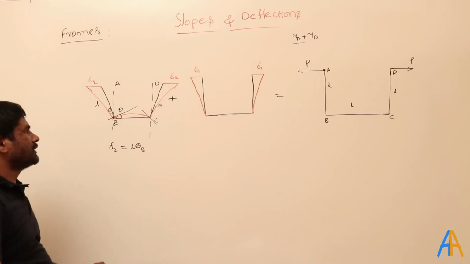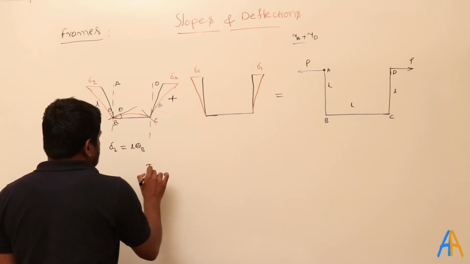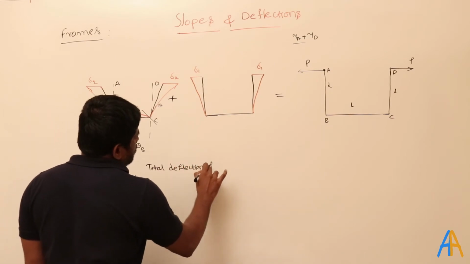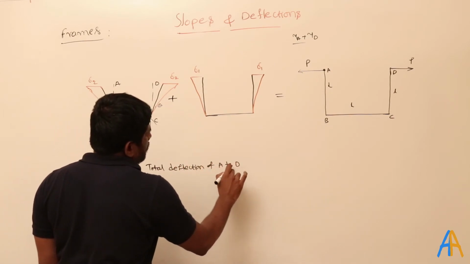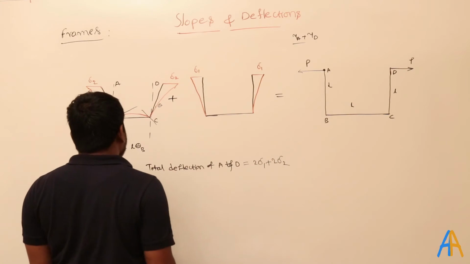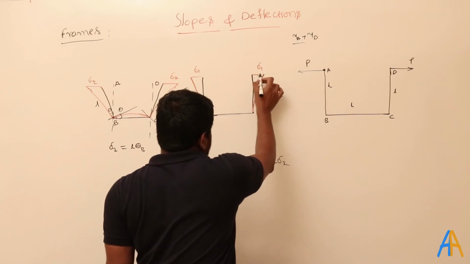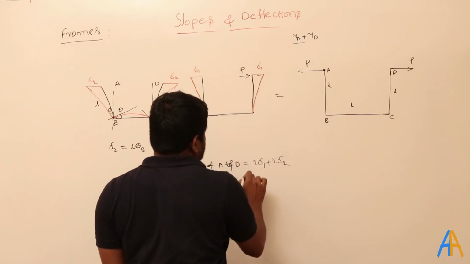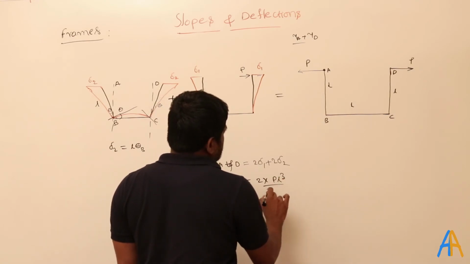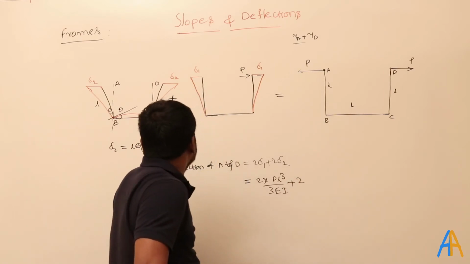So if you find out delta 1 and delta 2, then you can find out the total deflection. Total deflection of A to D is 2 delta 1 plus 2 delta 2. How to find out delta 1? See, this is fixed, and this is a cantilever beam with load P. For the cantilever beam the value is 2 into PL cube divided by 3EI, plus 2 into the BC portion.